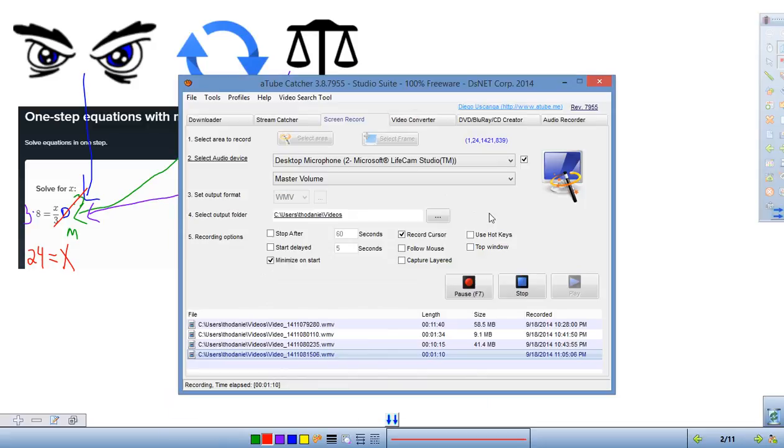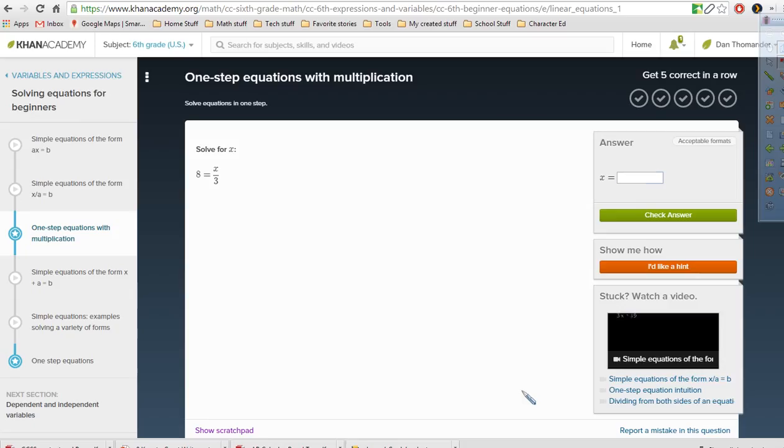Okay, let's see if I can do maybe 1 or 2 more here. So x equals 24. Boom. Let's go. Next one.